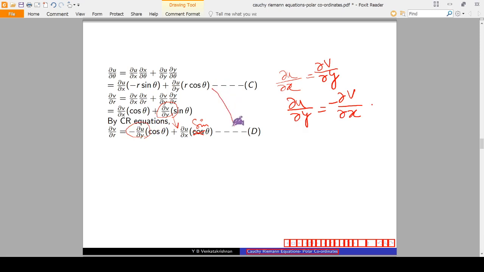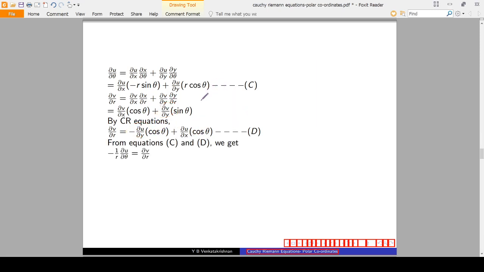Now when I compare equations C and D, I can see that minus 1 by r ∂u/∂θ is equal to ∂v/∂r. These two, the previous one and this one, constitute the Cauchy-Riemann equations in polar form. And both are given here.